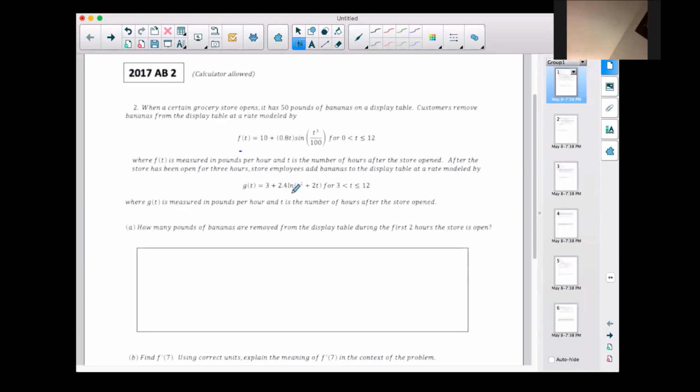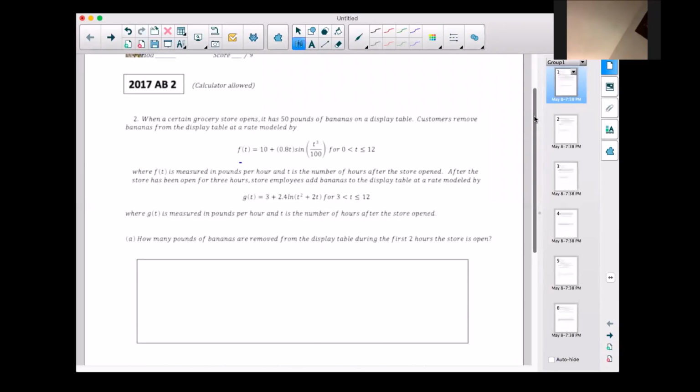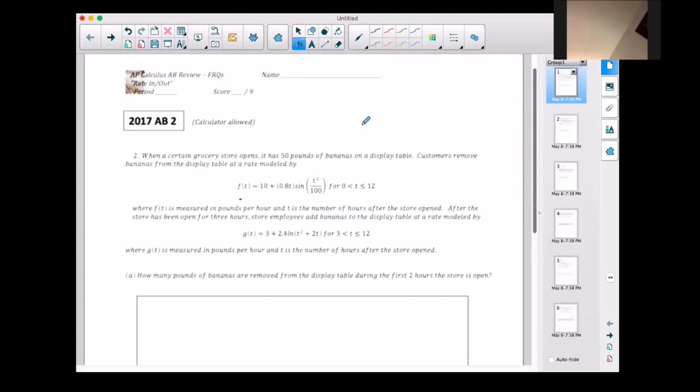One of the things I recognize is we have something happening here. We have things being added and things being taken away. That's always a good sign that you're looking at a rate in, rate out problem. One of the things that I have my students do, which I think has made us pretty successful on these problems, is as soon as we do this, we draw this little mini diagram to help us sort out the information. So I draw this circle to represent the amount, or in this case, the bananas that we're starting with. And then we have bananas being added, and we also have bananas being removed.